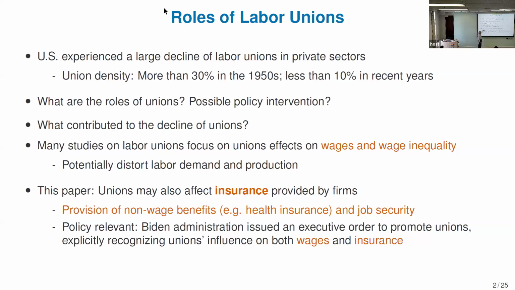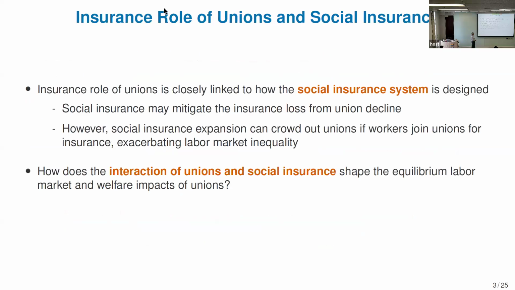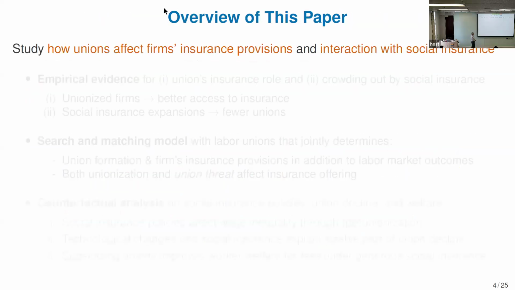Then we do the counterfactual: what if some of the benefits that the unions were bargaining for the workers are now provided to all workers through social insurance? What will be the willingness to join the unions by the workers? And we see that there's a big reduction of unionization.